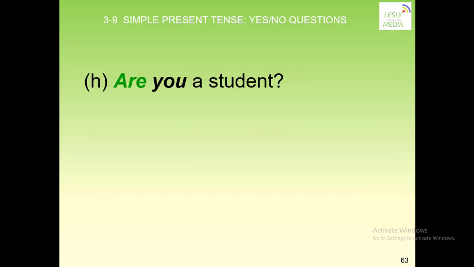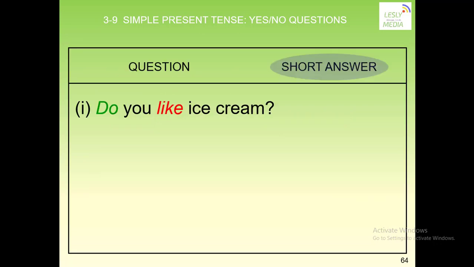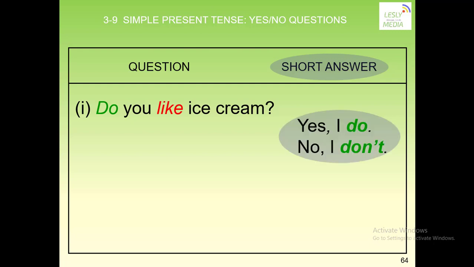Okay, next. Are you a student? Apakah kamu seorang siswa? Okay. Jangan pernah tulis do you be a student. It's totally wrong. Okay? So, do you like ice cream? What is the short answer? Because it is a yes/no question, the short answer only has two options, yes or no, right? Okay, if the answer is yes, you just answer with yes, I do. If no, no, I don't. It is the short answer.